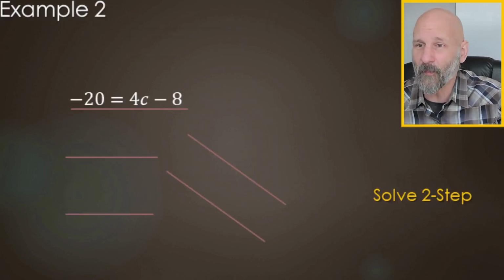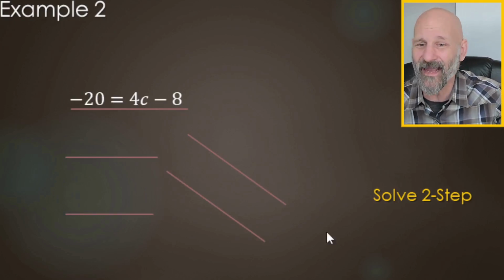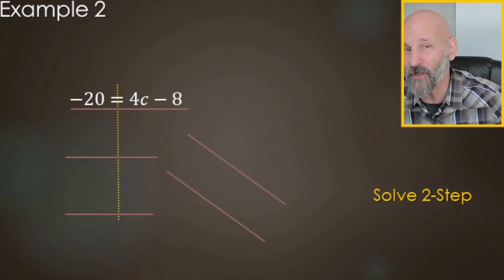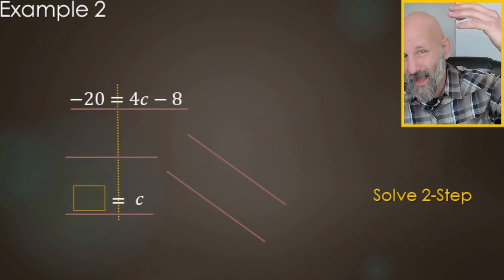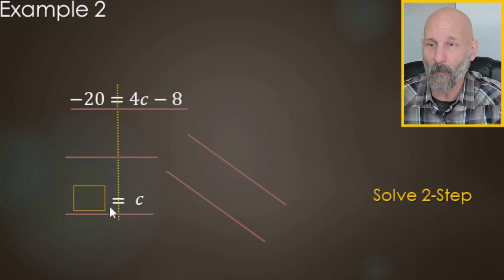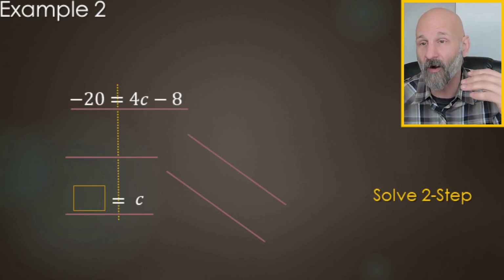Let's look at another example here. Here we have negative 20 = 4c - 8. So again, same couple of questions there. First of all, we do want to identify what is at the bottom of all my work, what is it going to look like? So here it's going to look like blank for the value equals c. So we have c on the right-hand side, so c on the right-hand side at the bottom of our work.